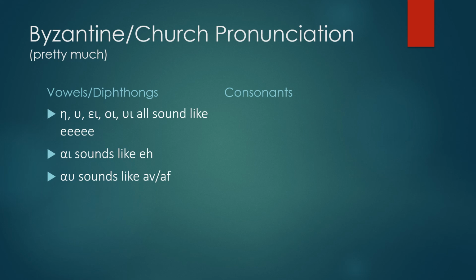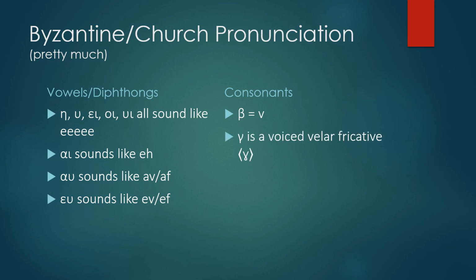And if you know Hebrew or Latin, this might make sense. Originally, the vav in Hebrew was a vowel. It was kind of like a vowel. And in classical Latin, the V was actually just a consonant U. And later it became a V sound. So alpha upsilon becoming af follows that trend. Same with epsilon upsilon, became F or ev. As for consonants, beta is vita, the B becomes a V sound.